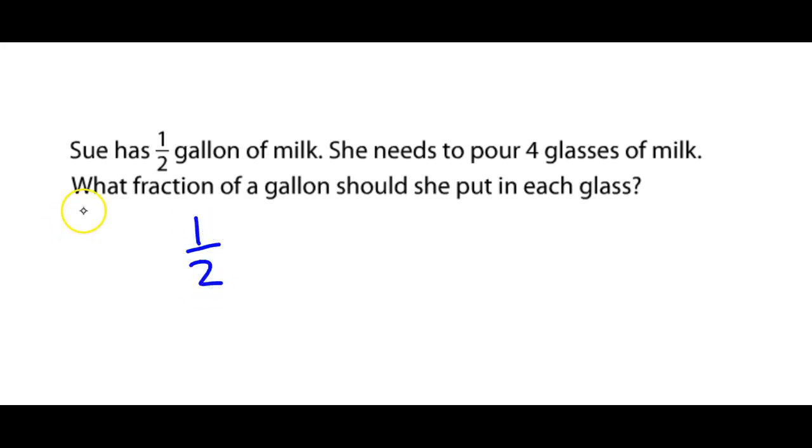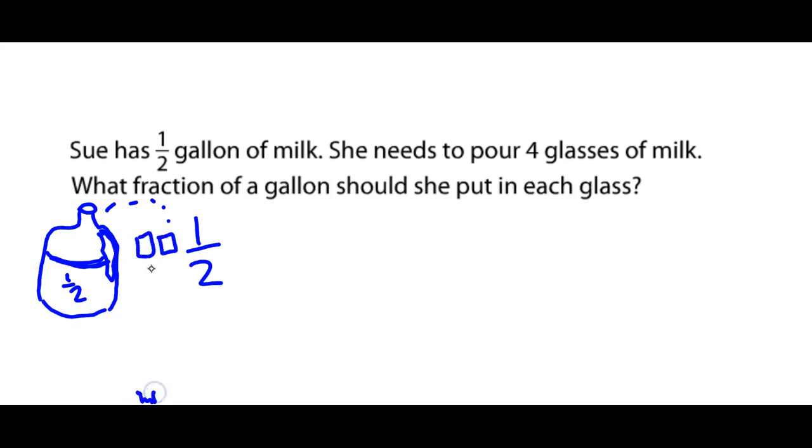Okay, so let's do a little picture here. Here's a little handle. So she has 1/2 of a gallon, and she's going to pour 1/2 of a gallon into 4 cups. We want to know how much is going into each of the 4 cups. So we need to take that 1/2 a gallon and divide it among 4.